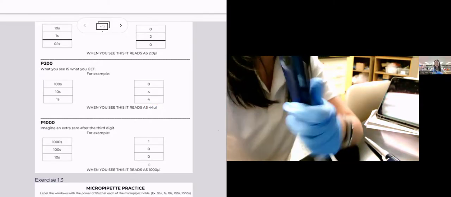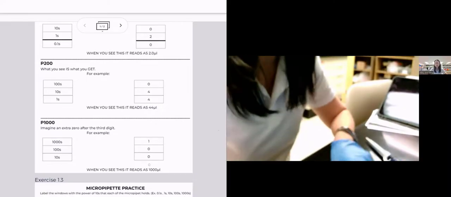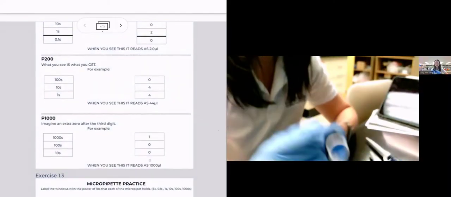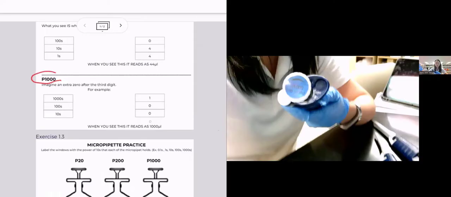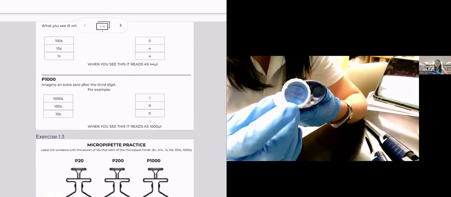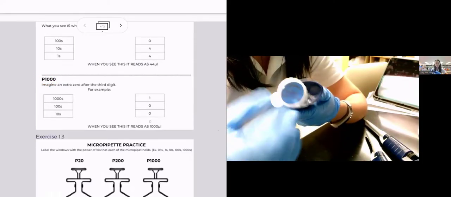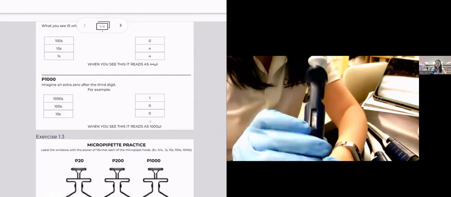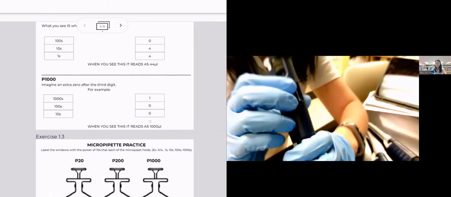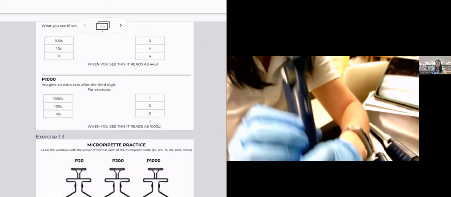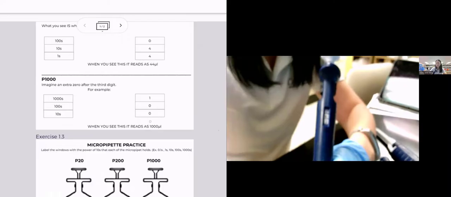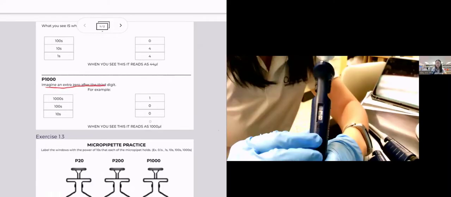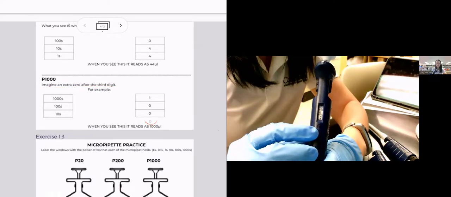Let's try the last one. If you want to measure 1,000 microliter, how are you going to set it? Hopefully the question gives it away. You're going to use P1000 because it can go up to 1,000 microliter. And how are you going to set it? Well, you're going to imagine an extra zero. So the trick is to imagine an extra zero down below, as I've written here.